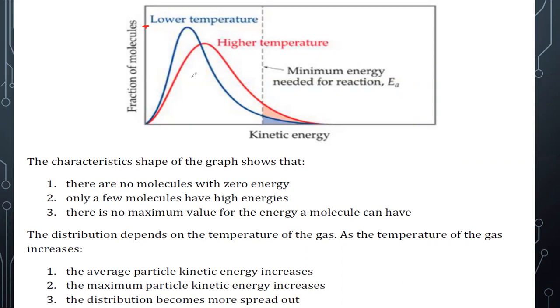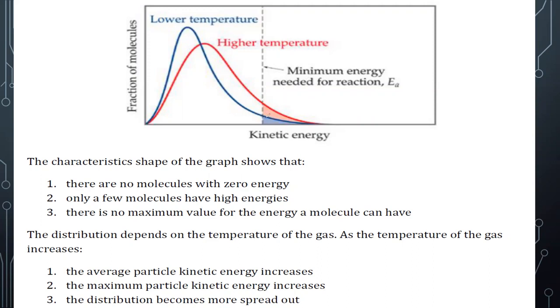But when we increase the temperature, the peak will decrease and the peak of the graph is shifted towards the right hand side. It means now a greater number of the particles will have higher energy. And this is also a Maxwell-Boltzmann distribution graph used to explain how the rate or speed of reaction is affected by temperature.